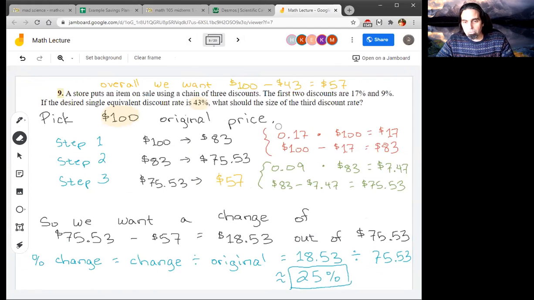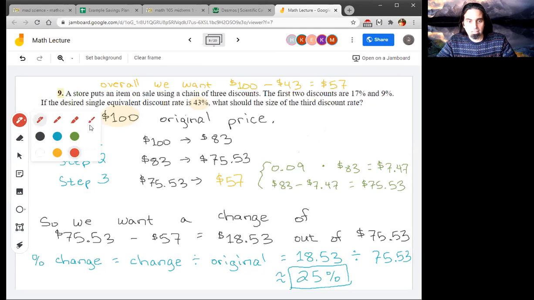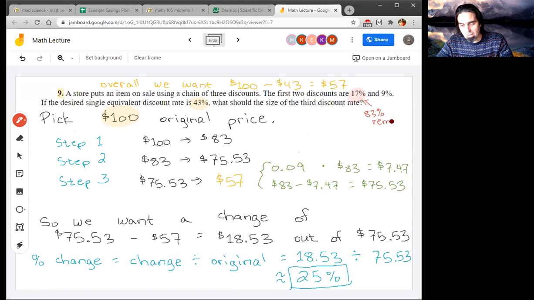Okay, let's make things more efficient. So this red line stuff, we could just say 17% off means 83% remains. So this part here would just be the 100 we started with times 0.83.